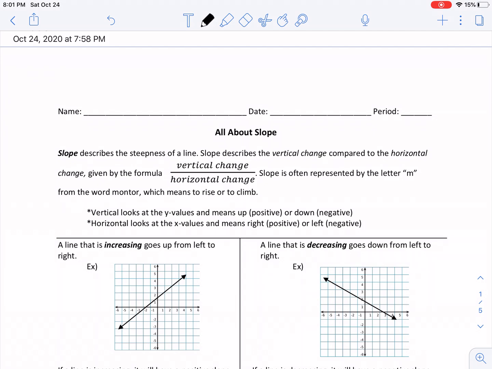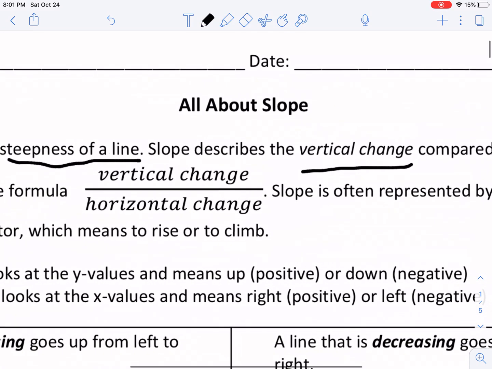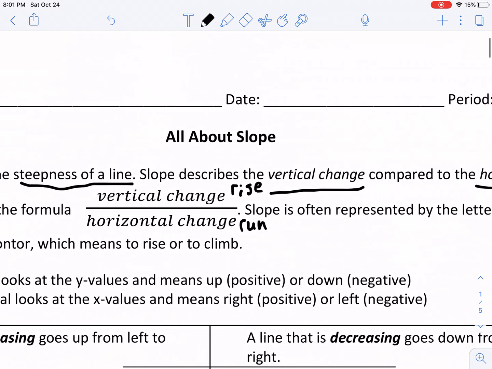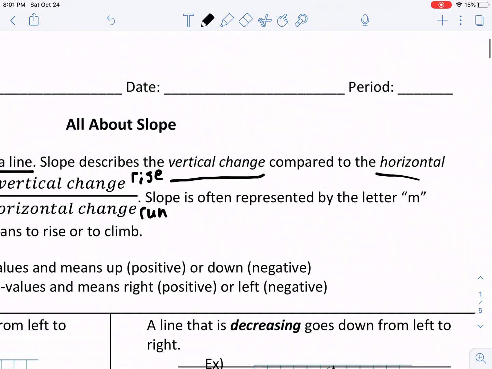Slope describes the steepness of a given line. Oftentimes when we're talking about the steepness, we're talking about the vertical change versus its horizontal change on a graph. More often than not, you'll hear it as rise over run. And slope is often represented with the letter M.